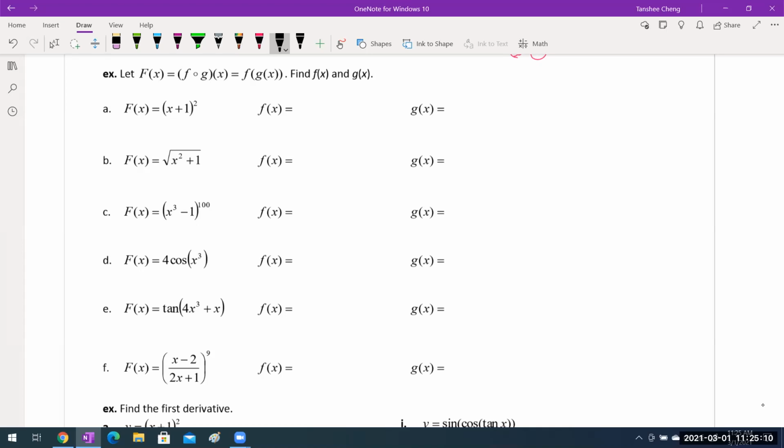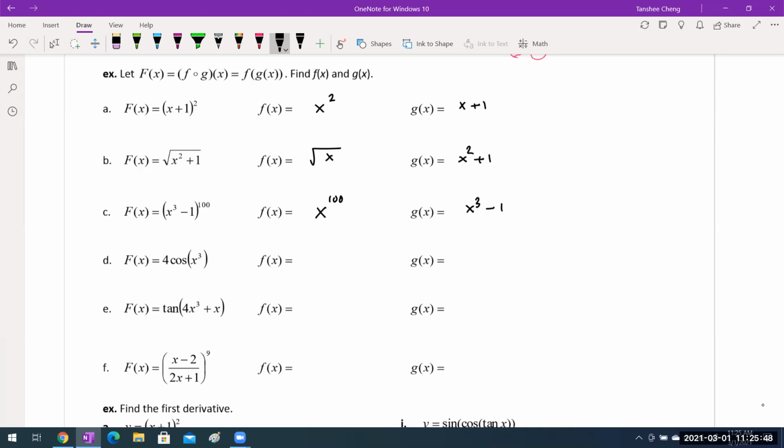In this case, I can see that the outer function, the f function, will be x to the second power, and the inner function will be x plus 1. For part B, my outer function will be the square root function, square root of x, and the inner function will be x squared plus 1. And for part C, again, the outer function will be x to the 100 power, and g of x will be x to the third minus 1.